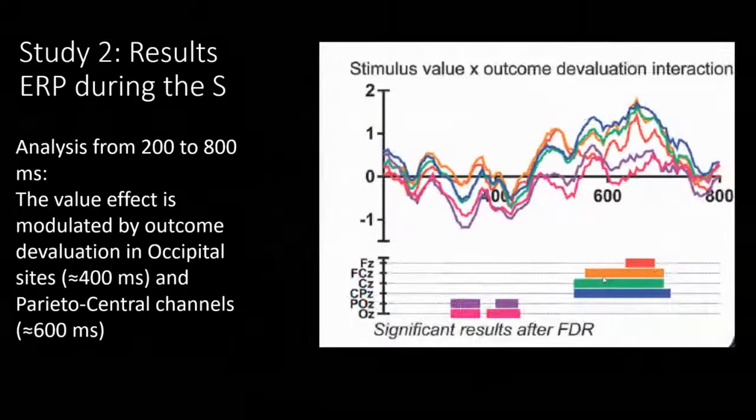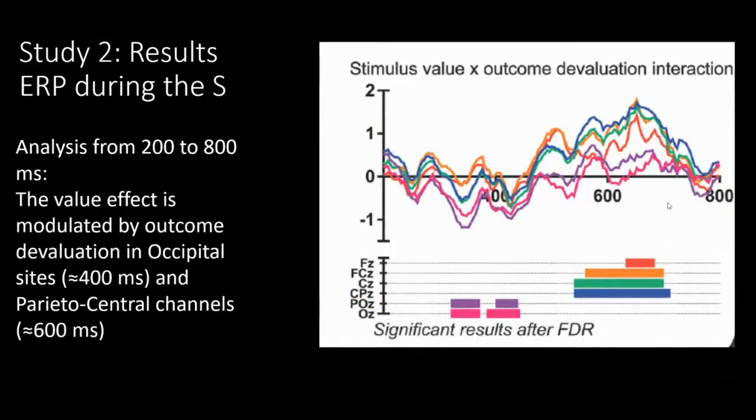This is a lot of information. What is more interesting here is that we see an interaction between our two factors around 400 milliseconds after the presentation of the stimulus in occipital channels, and also around 600 milliseconds in more centroparietal channels.